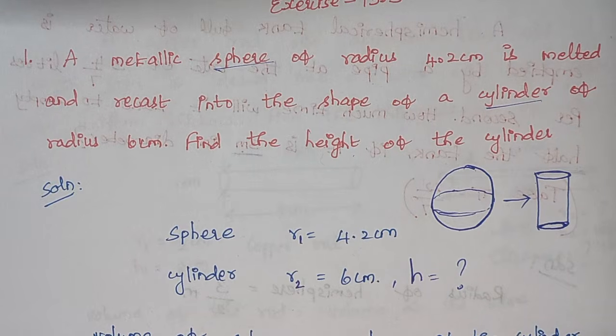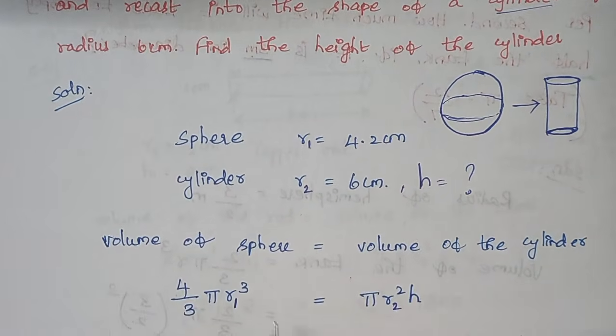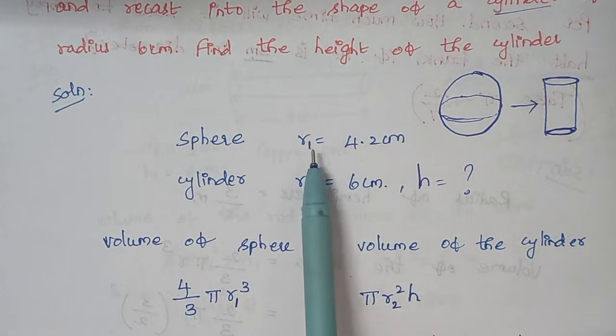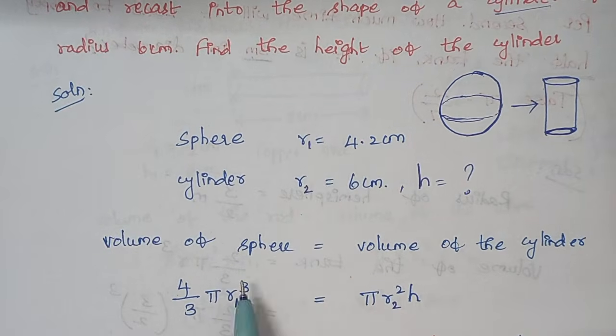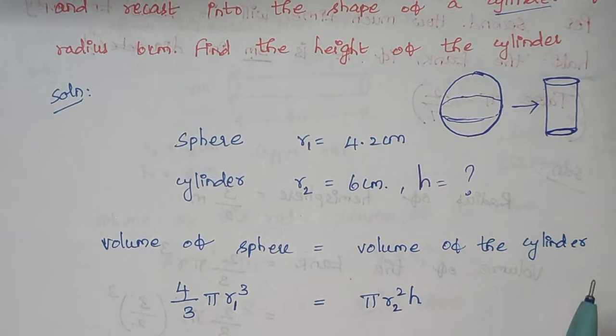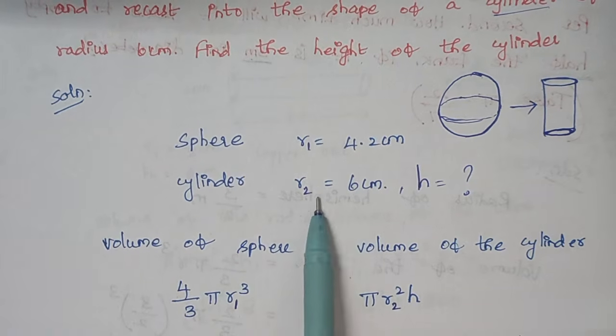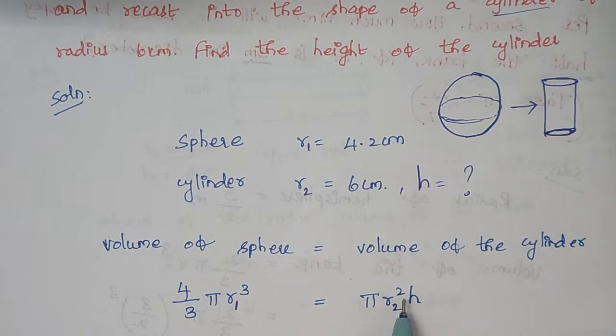Therefore here the key concept is the volume of the sphere is equal to the volume of the cylinder, because one is converted into another. Therefore here the volume will always tally. So volume of the sphere is equal to volume of the cylinder. So what is the formula? It is 4 by 3 pi r cube. Since here I have taken R1 as the radius of the sphere, I have written it as R1. And the next is volume of the cylinder. This is given by the formula pi r square h. Since R2 is the radius of the cylinder, I have written it as pi R2 square h.